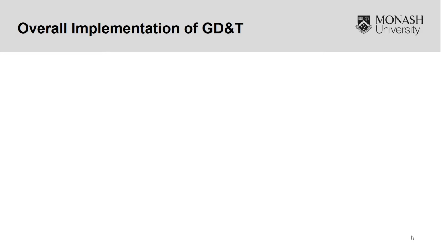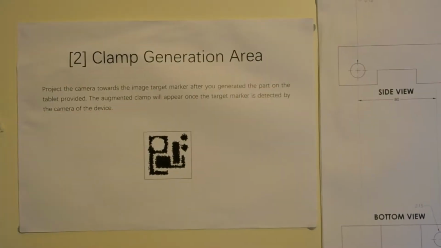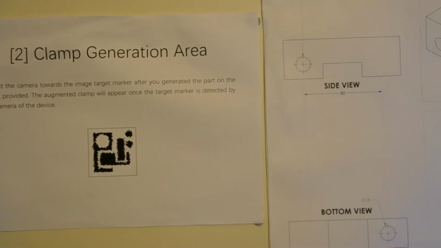Moving on, we will be discussing the overall implementation of GD&T, which can be summarized into the following flowchart. The overall implementation of GD&T can be separated into three individual stages, having stage 1 be students analyzing the assembly drawings of the 3D printed base and the augmented clamp to be generated.